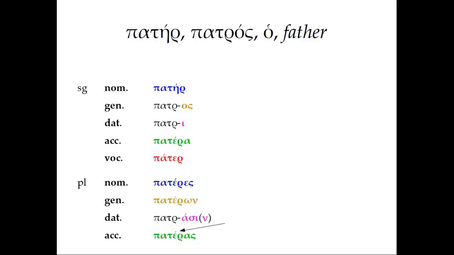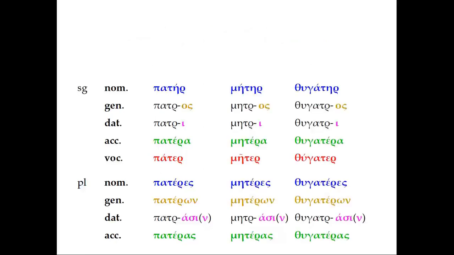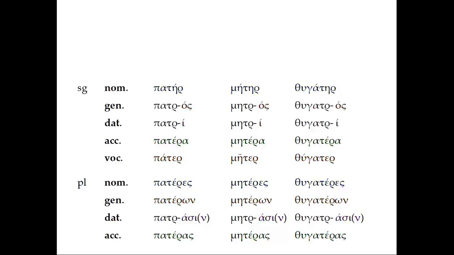The only things that we'd expect would be the genitive and dative singular. Everything else is irregular. Now, fortunately, the other two words we started with, mētēr, mother, and thugatēr, daughter, follow the same pattern. So we can just toss those in there and accentuate them all, the remaining forms, that is, and that gives us the declensions of these three nouns.